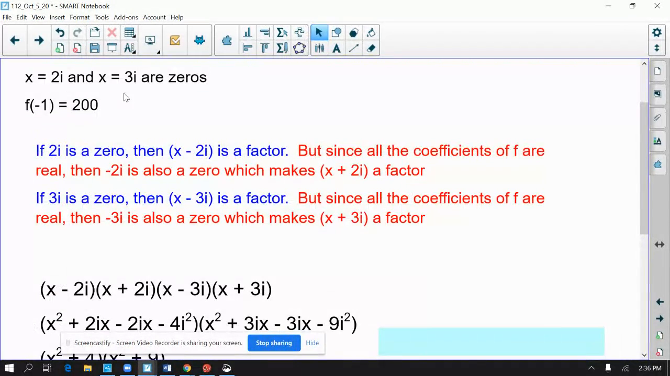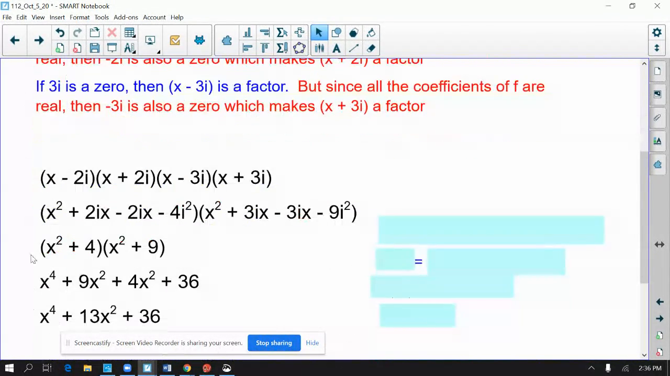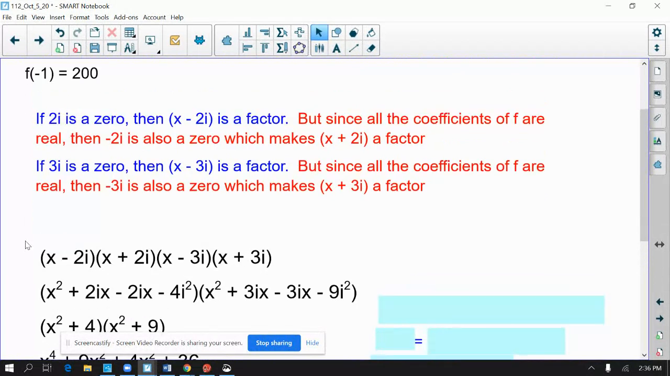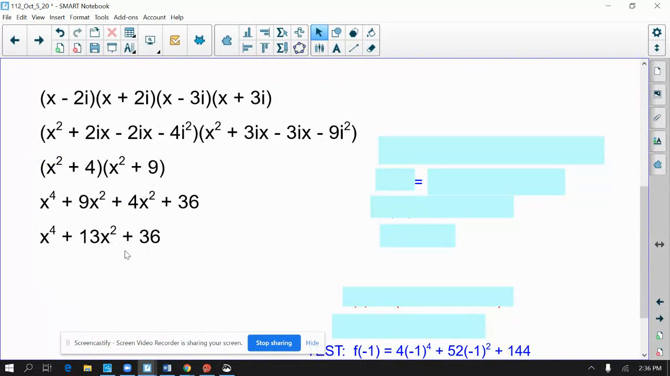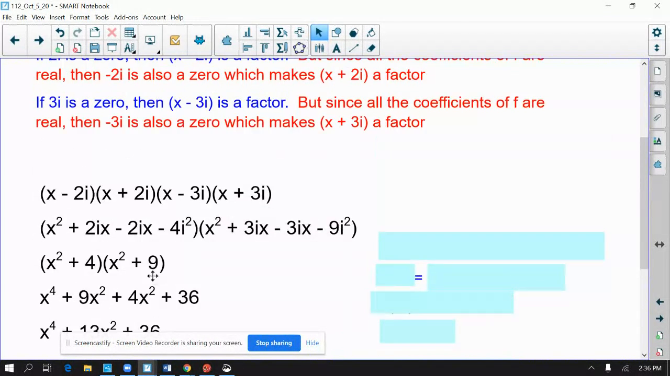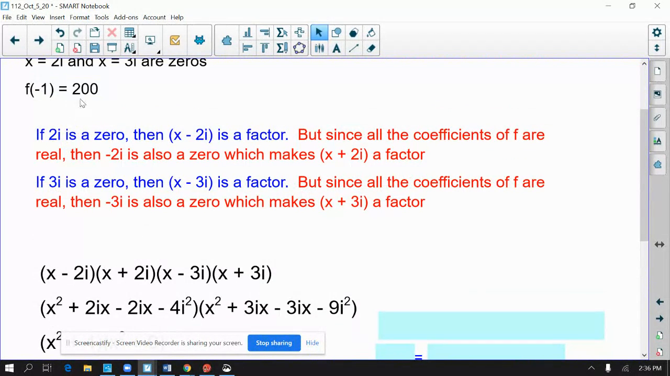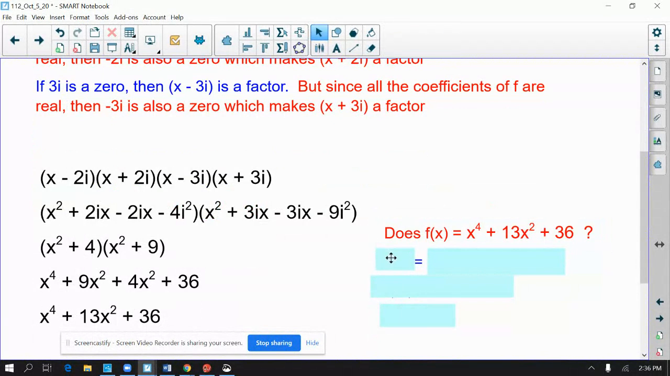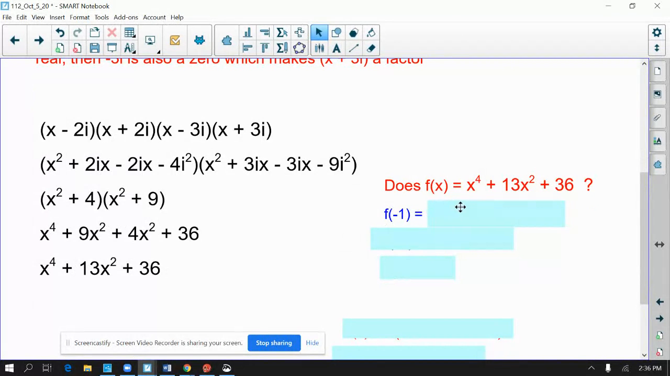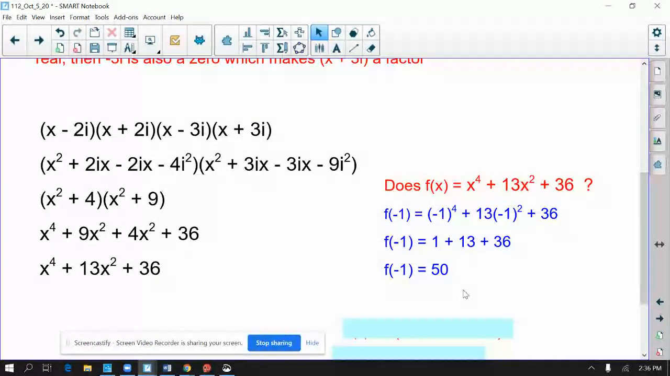Okay, it's a 4th degree polynomial. I know that 2i and 3i are zeros of this because I used those numbers to construct this. The final test, if I plug in -1, will I get 200? Let's see. If I plug in -1, I get 50. So I'm not done yet.